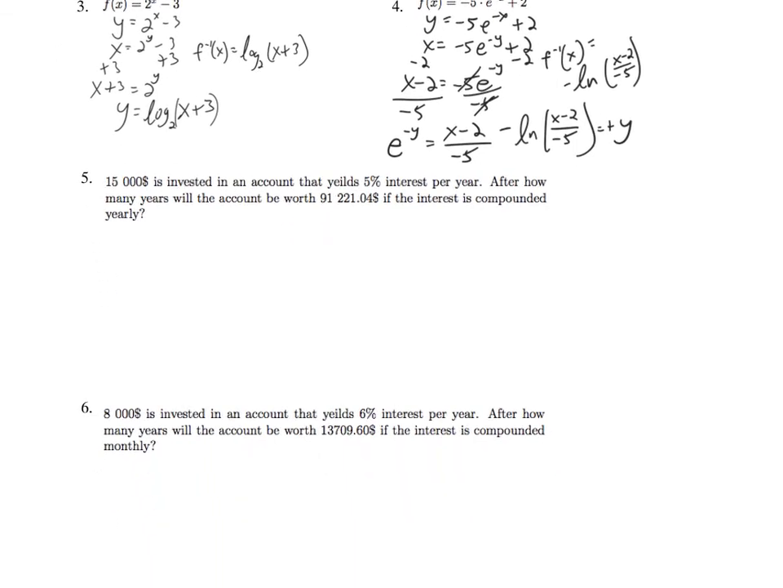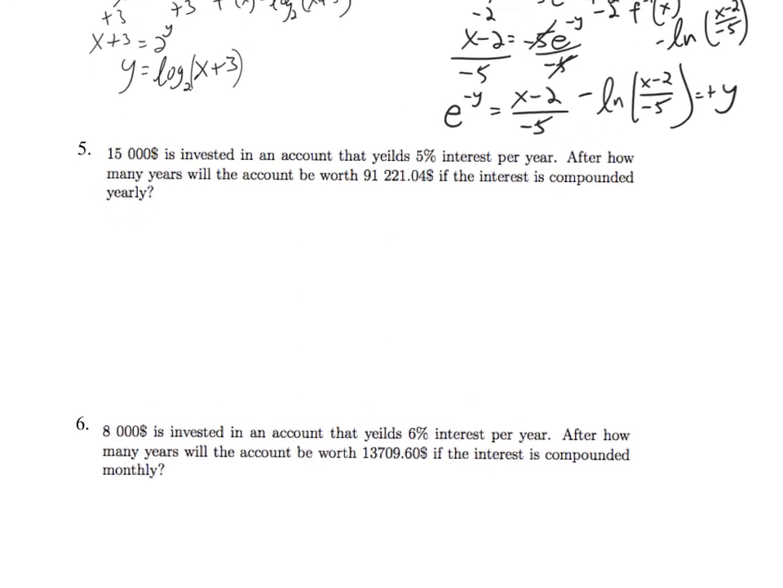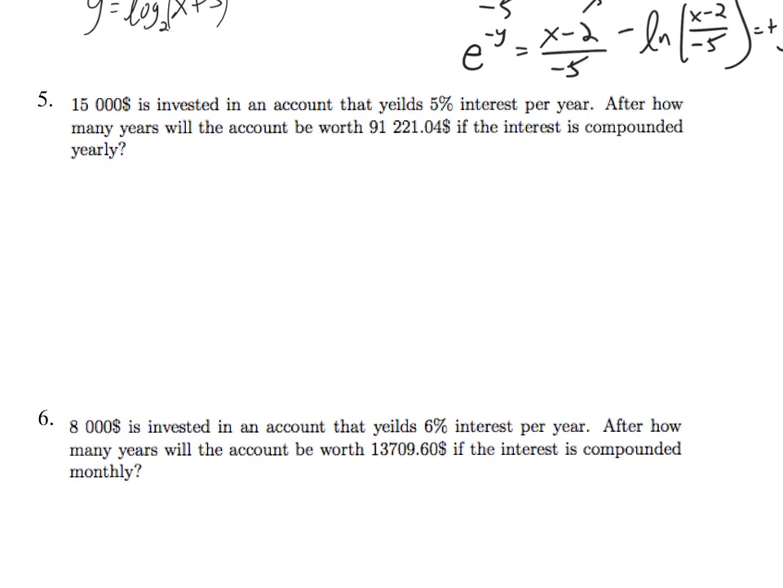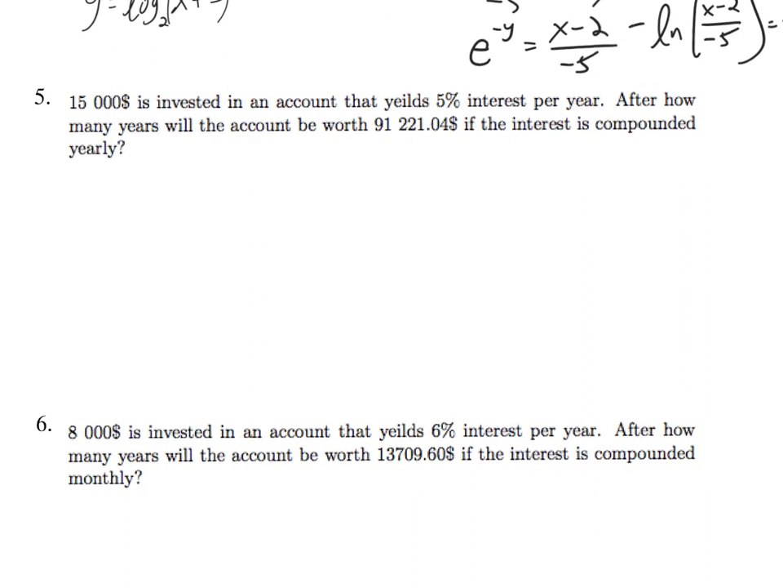Let's look here and see what we got. $15,000 is invested in an account that yields 5% interest per year. After how many years will the account be worth $91,221.04 if the interest is compounded yearly? We have our interest formula. It looks like this. Y equals the starting amount times 1 plus the rate over the number of times compounded raised to the power of number of times compounded times time. So we invest $15,000 and we are ending up with this much.